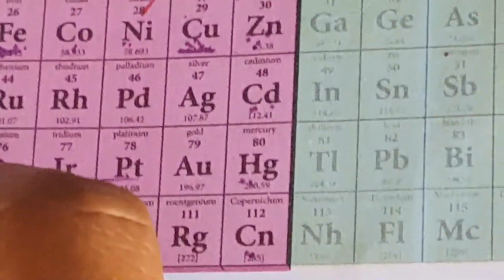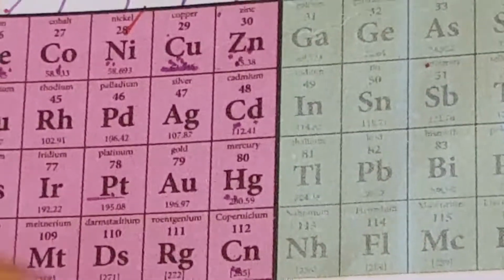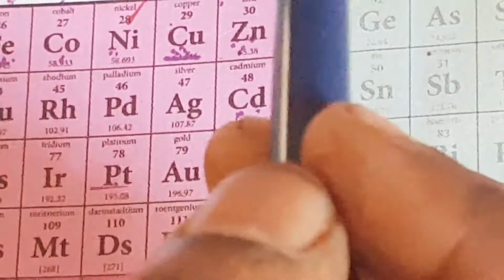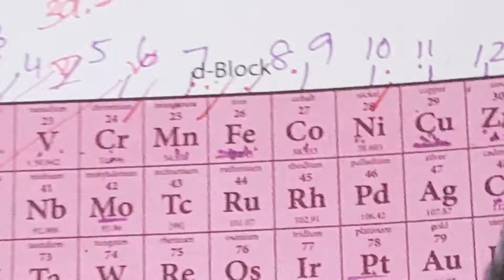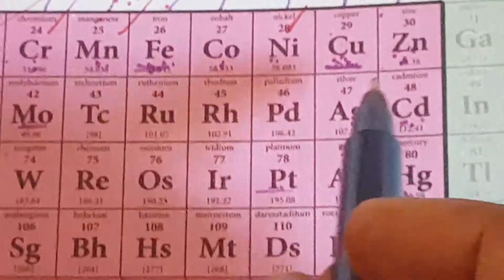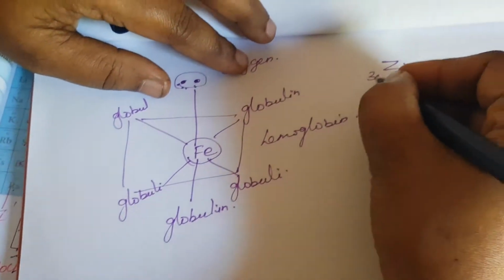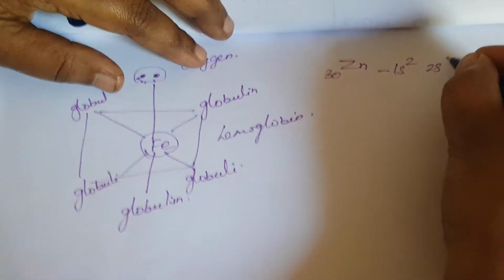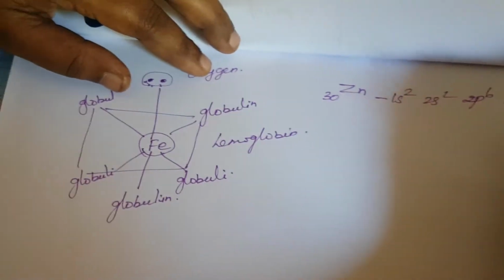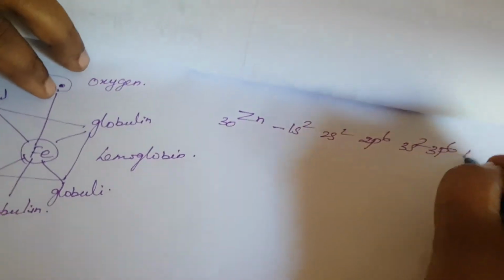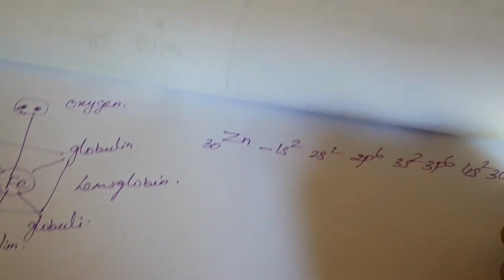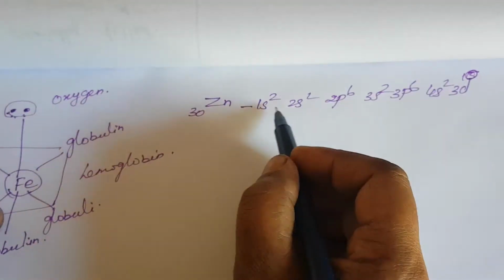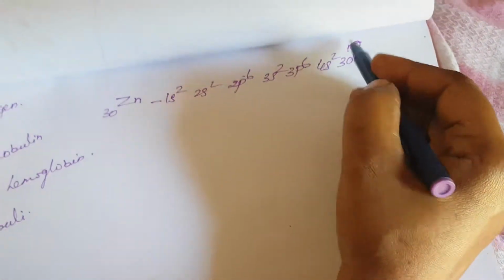So what is a d block element? It has a partially filled or incomplete d orbital or f subshell. But here are zinc, cadmium, mercury and copernicium. The atomic number of zinc is 30. How to write the electronic configuration? 1s2, 2s2, 2p6, 3s2, 3p6, 4s2, 3d10.